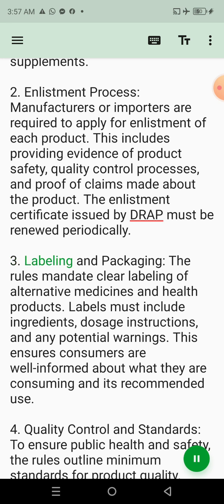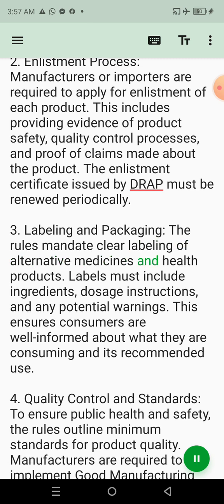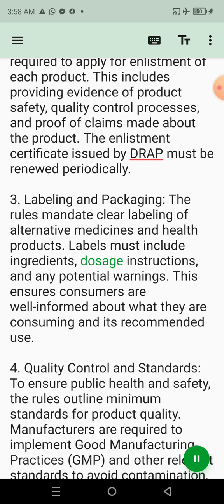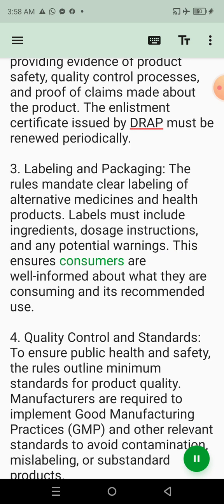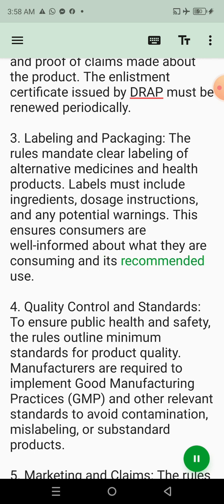3. Labeling and packaging. The rules mandate clear labeling of alternative medicines and health products. Labels must include ingredients, dosage instructions, and any potential warnings. This ensures consumers are well informed about what they are consuming and its recommended use.